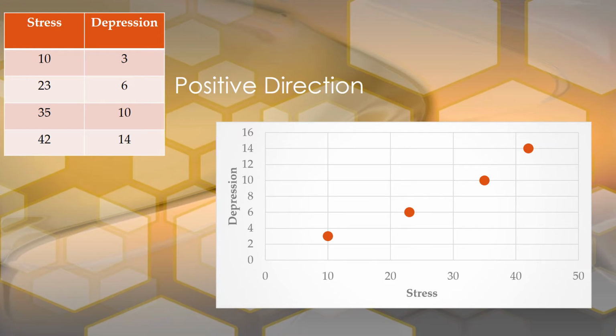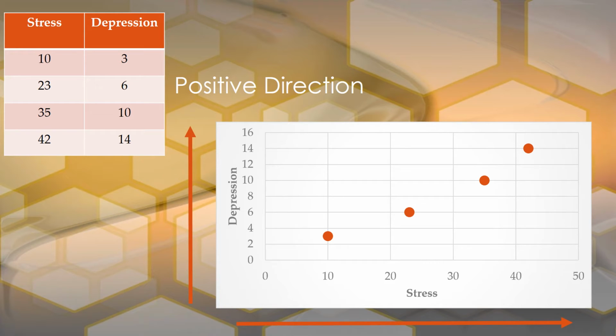So this is a positive correlation, and the scatter plot displays that correlation. The simple reason why I know that this is a positive one is because as stress increases, so does depression. So they're moving in the same direction. And I'm going to go into a little bit more detail about why it's called positive direction, I mean, why use that term?